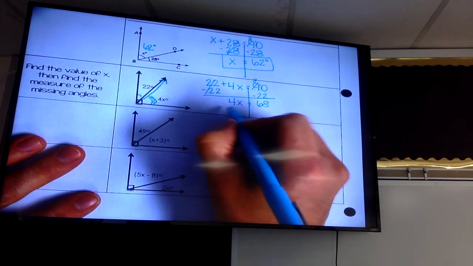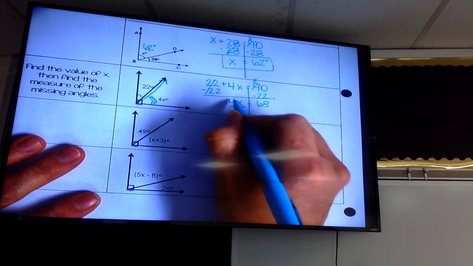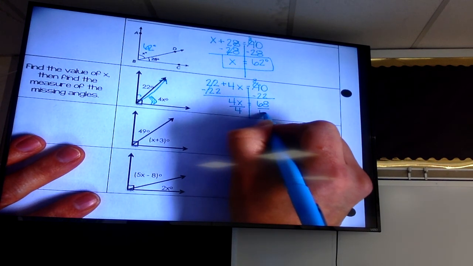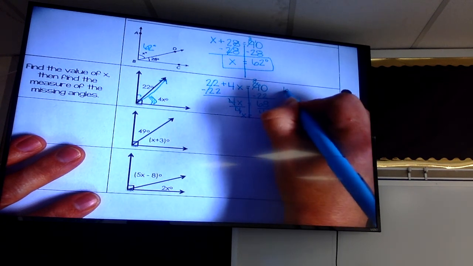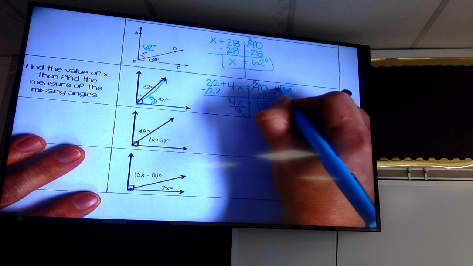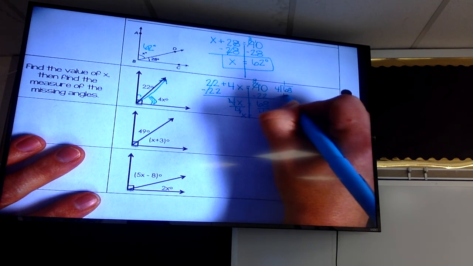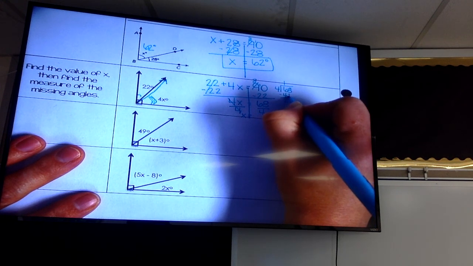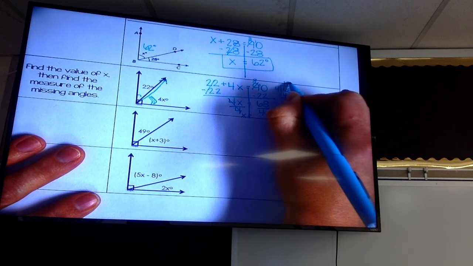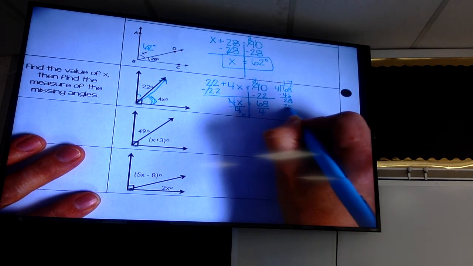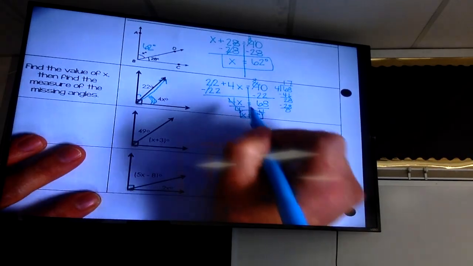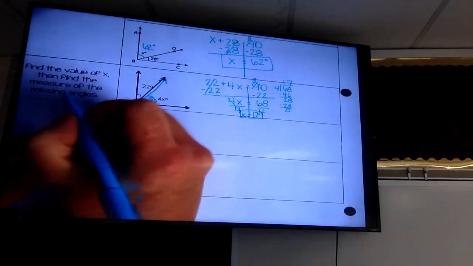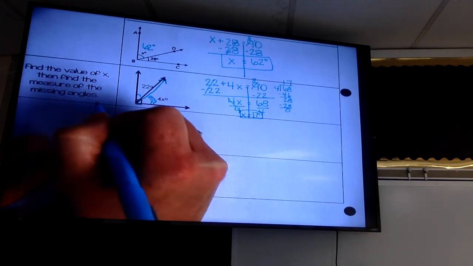It says find the value of x. All right, so the opposite of multiplication is division. So I'm going to divide both sides by 4. That leaves me x equals, well, let's do this, 68 divided by 4. 4 goes into 6 one time with 2 left over. Bring down the 8. 4 goes into 28 7 times with nothing left over. So I know x equals 17 degrees. Okay, so that's one part of the question. Figure out the value of x. Did it, 17 degrees. The second part says, then find the measure of the missing angles.